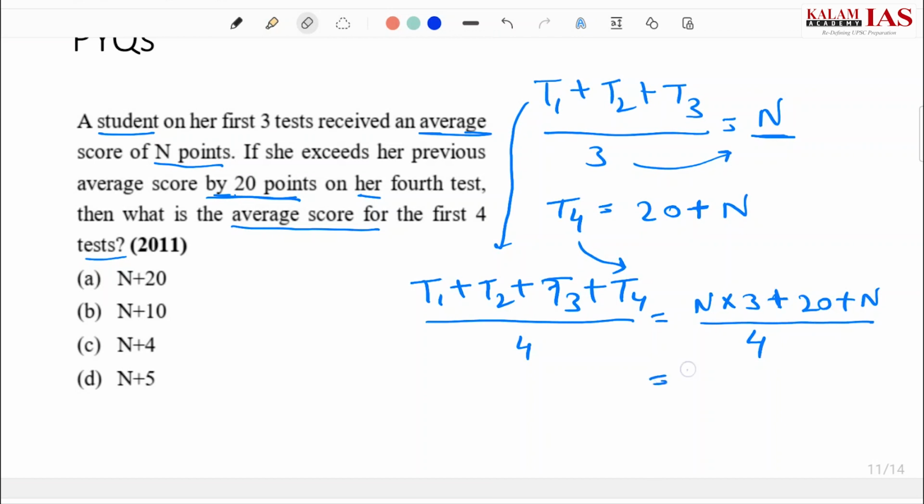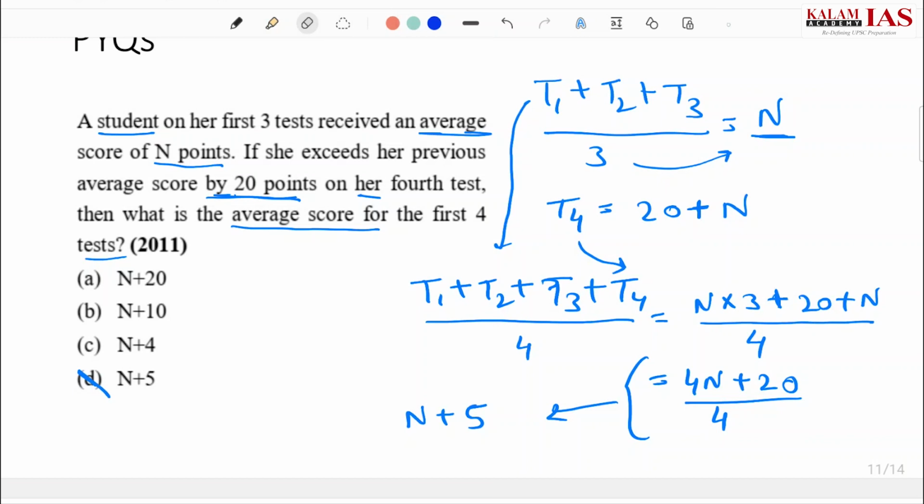We get (4n + 20)/4, which is n + 5. This is option D. As I said, it is quite a simple question. We have to just formulate the things given in the question and substitute the value to get the answer.